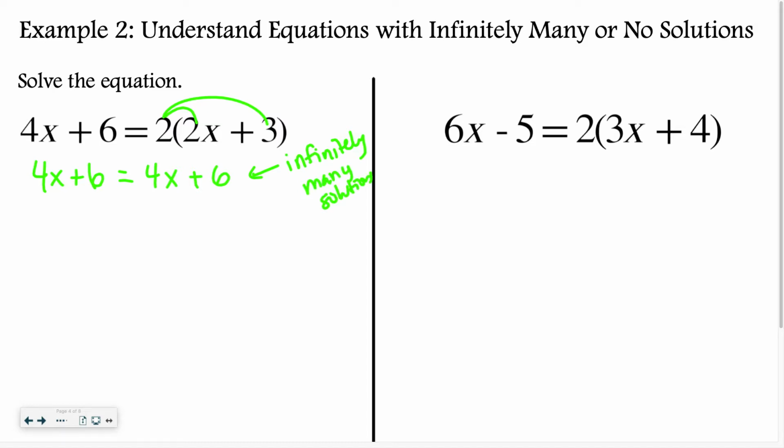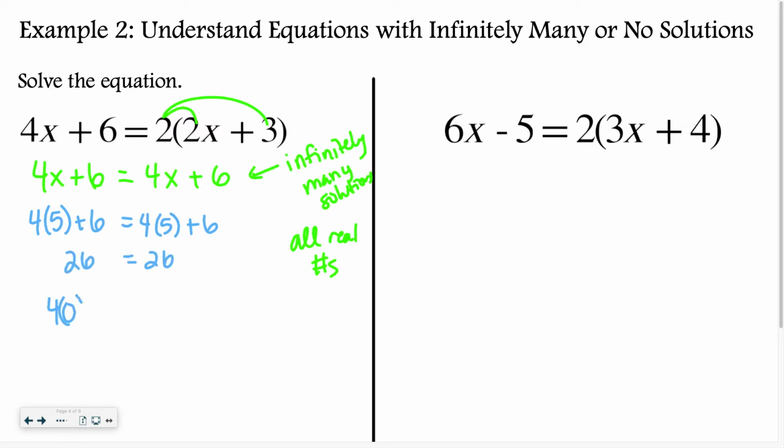Or you can say all real numbers. It doesn't matter what number you plug into this equation, you get the same thing, right? So if I plugged in a 5 to both sides, I would get 26 equals 26. If I plug in a 0 on both sides, I get 6 equals 6. No matter what number you plug in, you're going to end up with the same thing on both sides. That's why it's called infinitely many solutions.